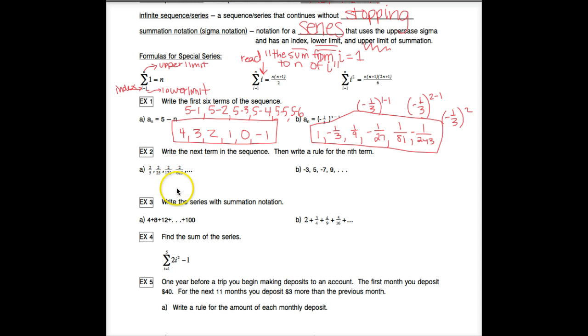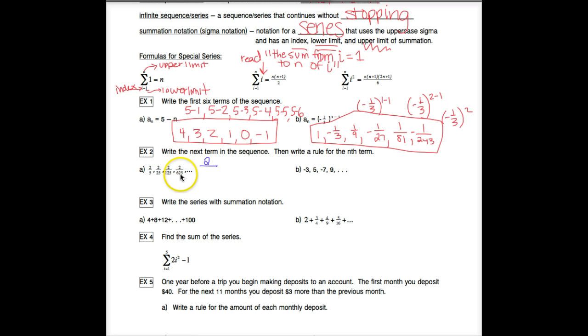Example 2 asks us to write the next term in the sequence, then write a rule for the nth term. So these usually go hand in hand, the two parts. So if you can figure out what's happening, you can probably write a rule. So I notice that my numerator here has stayed the same the whole time. So I venture to say that the next term in the sequence is going to have a numerator of 2.